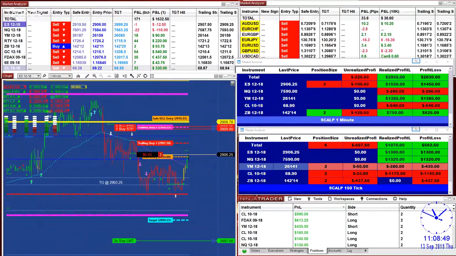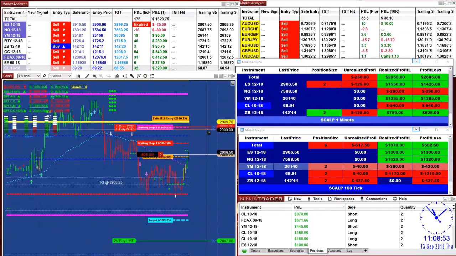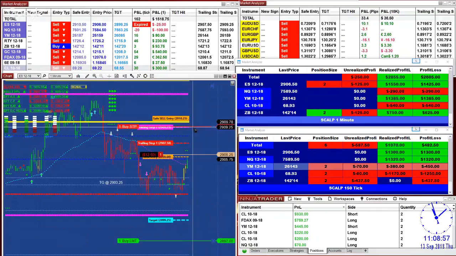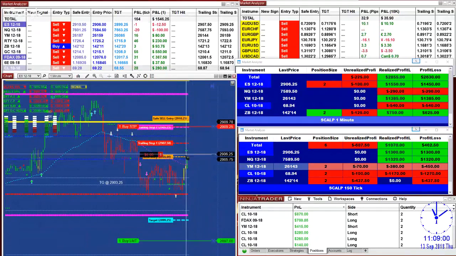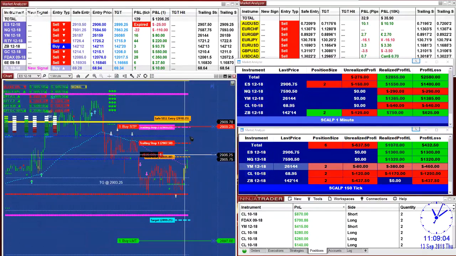I think the party is over on the ES, and whoever made money, I'm going to be closing this one, and whoever didn't make money is not going to make money. So the trade is over on the ES.